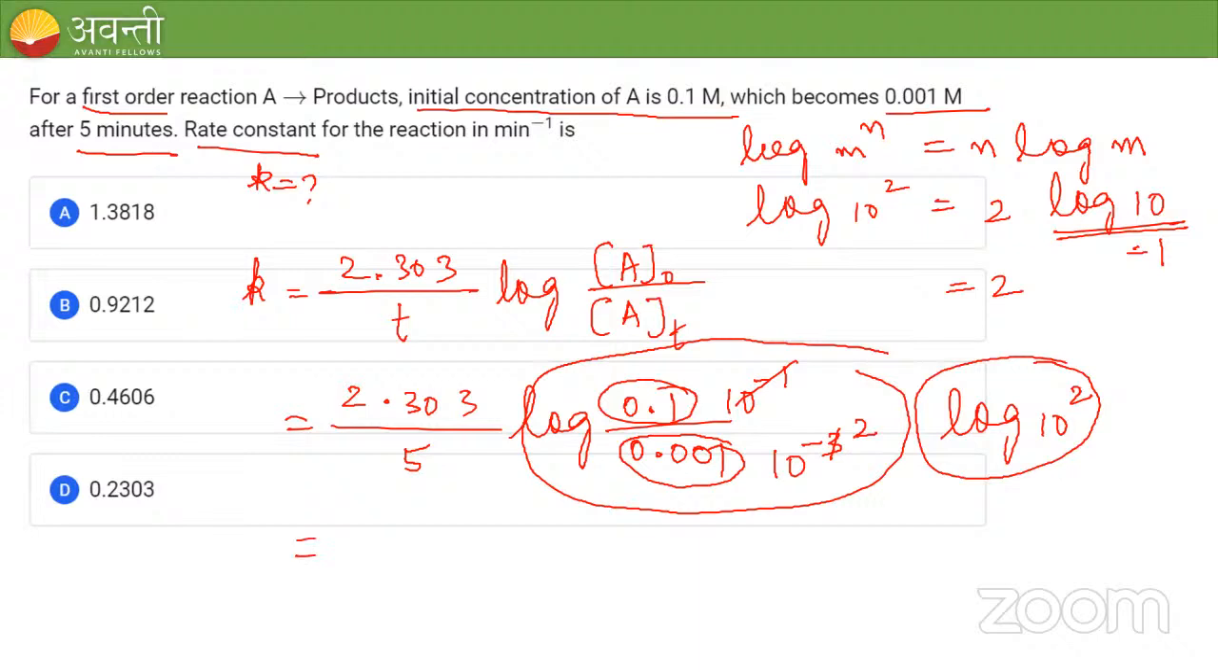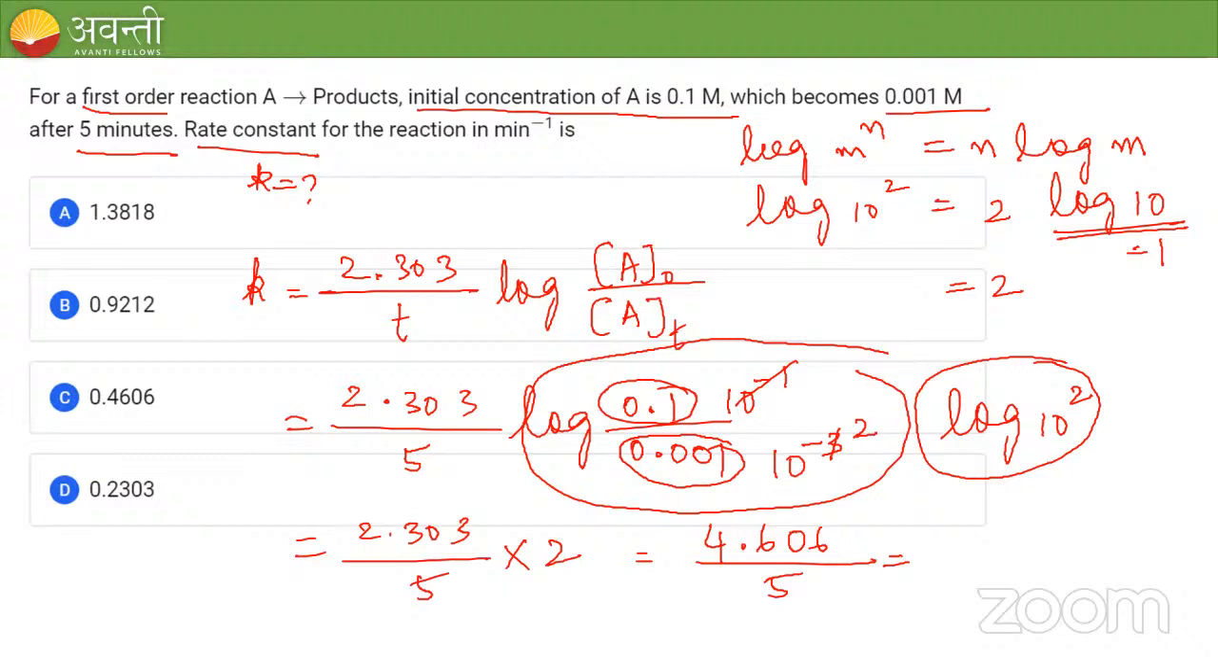So we have 2.303 divided by 5 into 2. Okay. So if you multiply and if you divide, what you will get? Can anyone do the multiplication and division part of this question and let me know the answer? So here I will have 2.06 divided by 5. One of you try to find out the answer.